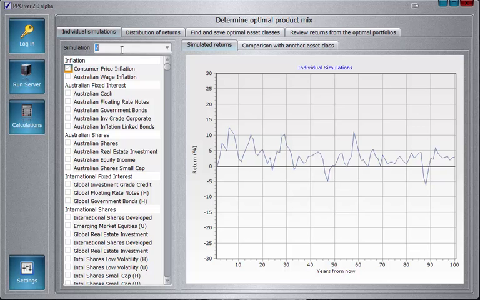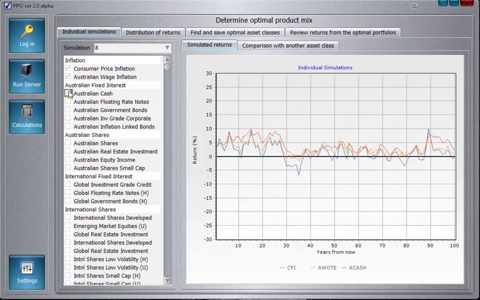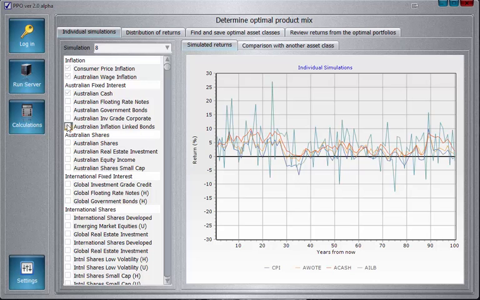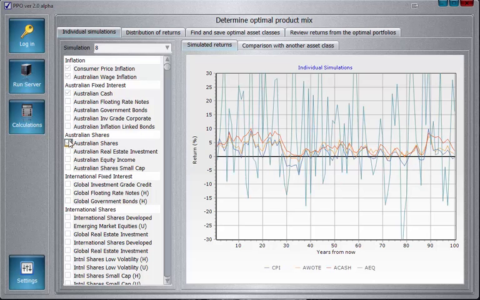Here in the 8th simulation, we can see visually the correlation between inflation and returns from other asset classes as well as wage inflation. So we can see the impact of wage inflation in the simulation. We can see how cash returns are correlated to price inflation. Inflation-linked bonds are a lot more volatile, are also correlated to price inflation, and shares are extremely volatile.